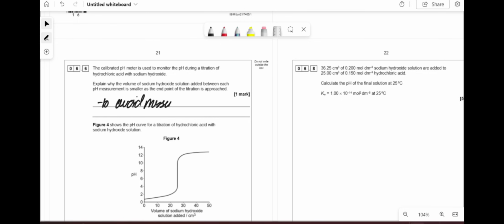When you do a titration, you do a rough titre and you get some sort of value. Let's say it's like 25 centimeters cubed. The second time around you get close to 25, maybe like 22, 23, and you keep adding it really, really slowly. So you find that exact point where the endpoint is. Otherwise, if you go straight to 25, you might have overshot it. The true value might have been 24 point something.